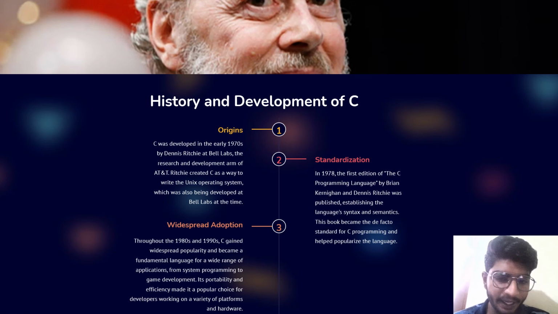Second, standardization. In 1978, the first edition of The C Programming Language by Brian and Dennis was published, establishing the language's syntax and semantics. This book became the de facto standard for C programming and helped popularize the language. Next, throughout the 1980s and 1990s, C gained wide popularity and became a fundamental language for a wide range of applications, from system programming to game development. Its portability and efficiency made it a popular choice for developers working on a variety of platforms and hardware.